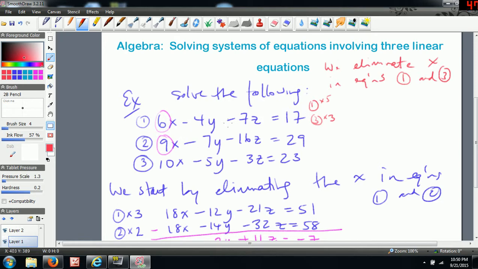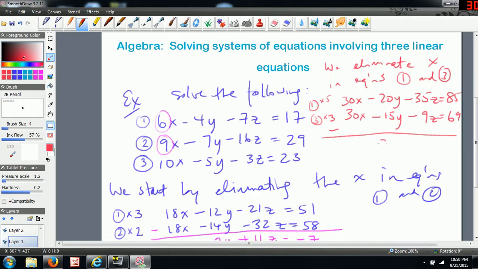So I multiply everything by 5 in equation 1, so I get 30x minus 20y minus 35z equals 85. Then for the last equation I multiply everything by 3, and I again get 30x minus 15y minus 9z equaling 69. And now I'm just going to subtract. So when I do, here I get negative 20 plus 15, so that becomes negative 5y. Negative 35 plus 9 becomes negative 26z. And then 85 minus 69 is 16.